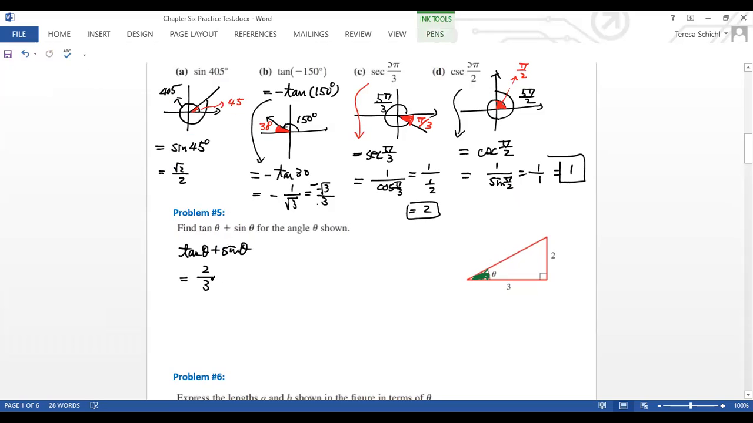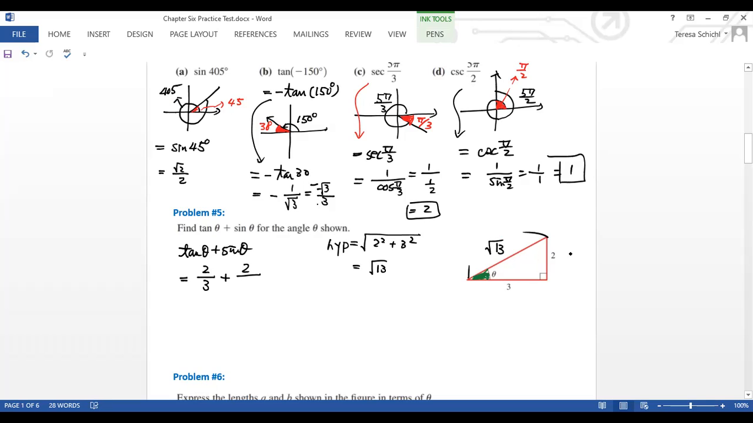Then the sine is opposite over hypotenuse. So here, this is my hypotenuse. It was not given, but by the Pythagorean theorem, I know my hypotenuse is the square root of the sum of the squares of the two legs. It's 2 squared plus 3 squared, so it's the square root of 13. So the hypotenuse here is square root of 13.